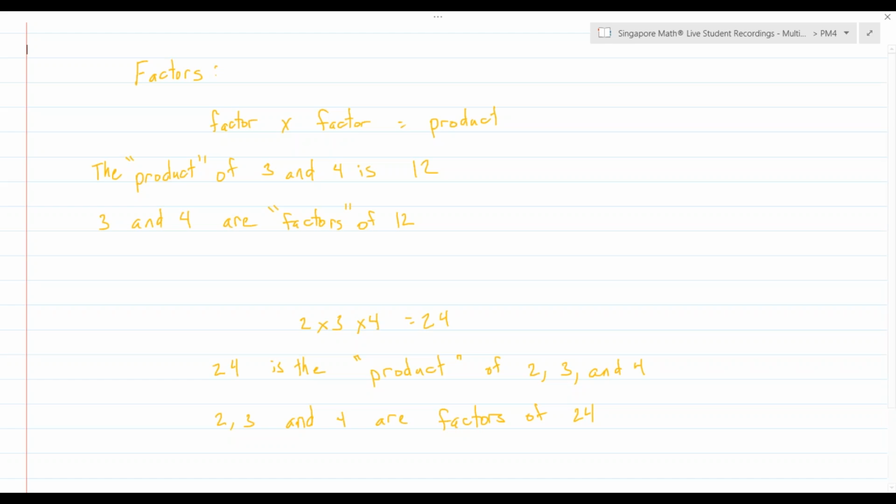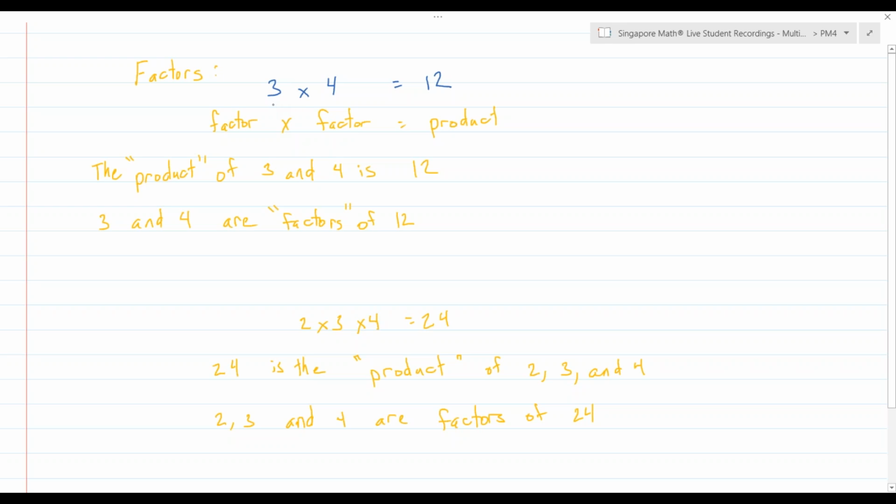The word is factor, and it's something you already know about, you just haven't had a word for it before. A factor is a number that you multiply by another factor to get a product. So we would say, for example, that the product of 3 and 4 is 12, since 3 times 4 equals 12. We used the word product before. Now we have the fact that 3 and 4 are factors of 12.